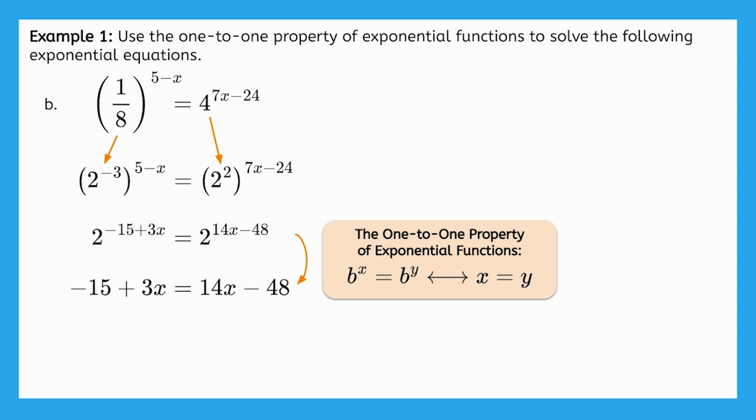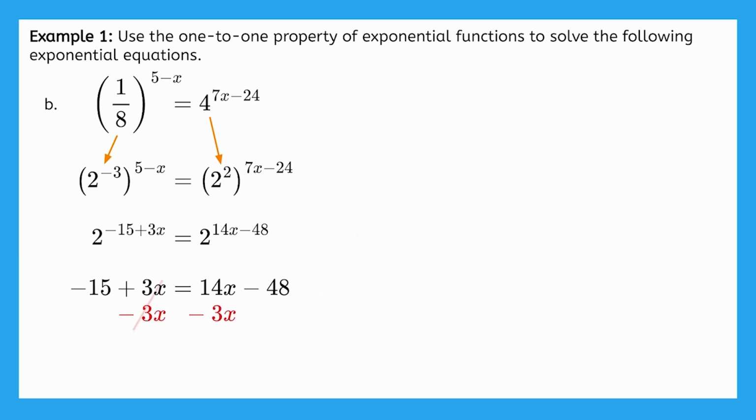Now we just solve for x. Let's subtract 3x and add 48 on both sides. We get 33 equals 11x. Finally, we divide both sides by 3 and get that x equals 3.